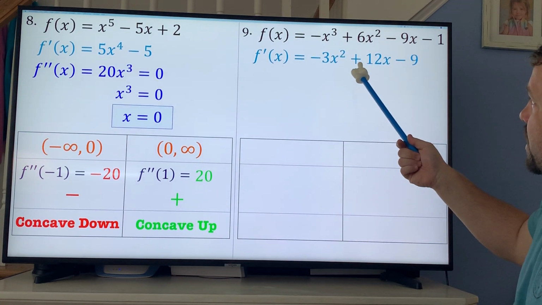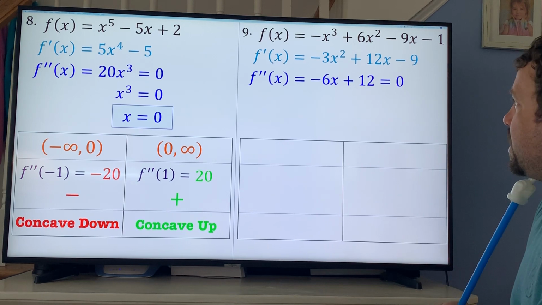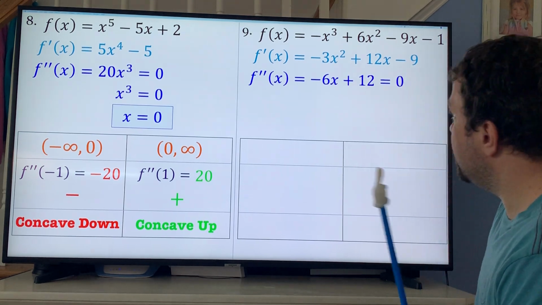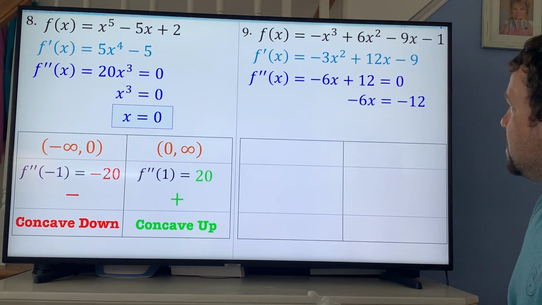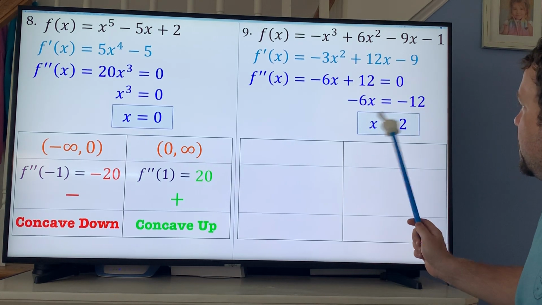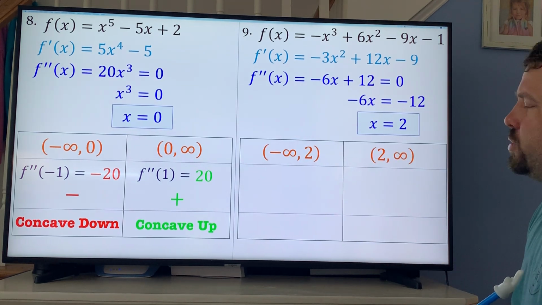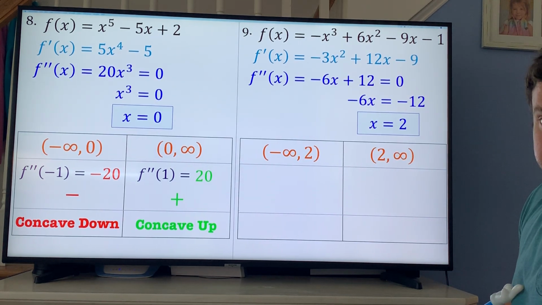Problem number 9. Negative 3x squared plus 12x minus 9. Derive it again: negative 6x plus 12. And then you set it equal to 0. Subtract 12 or add 6x to both sides. I subtracted 12 this time. Divide by negative 6 or 6, depending on which way you did it. x is 2. Negative infinity to 2, and 2 to infinity. All good?